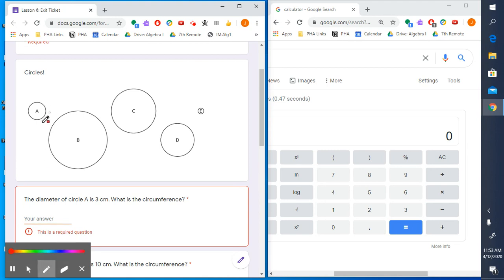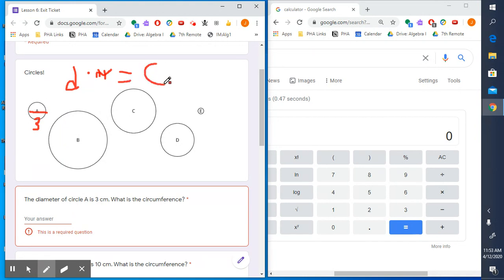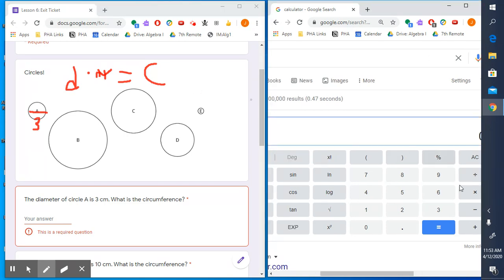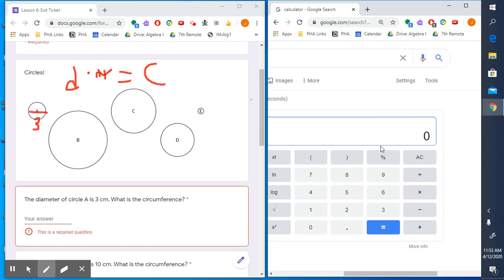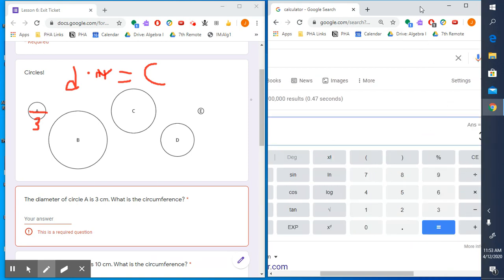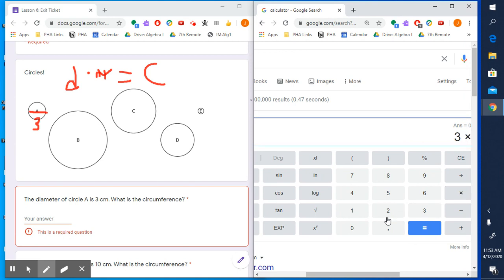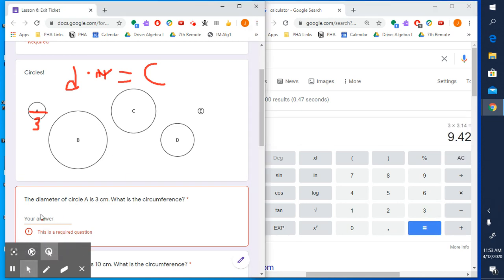Well, the diameter of circle A is 3. A reminder that the formula we're using here is the diameter times pi, equal to the circumference. So I need to do 3 times pi to get the circumference. And we already talked about the fact that we're going to use 3.14. So I will do 3 times 3.14, and I get 9.42. So my answer is going to be 9.42.